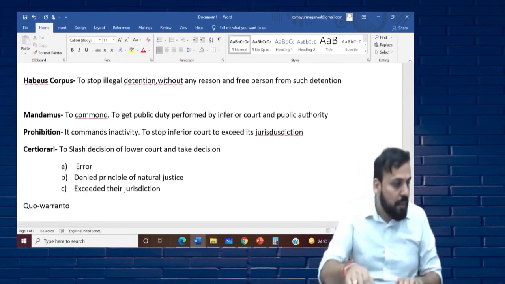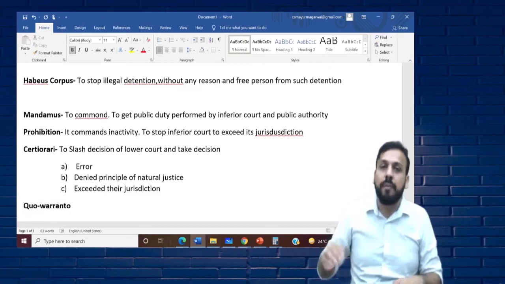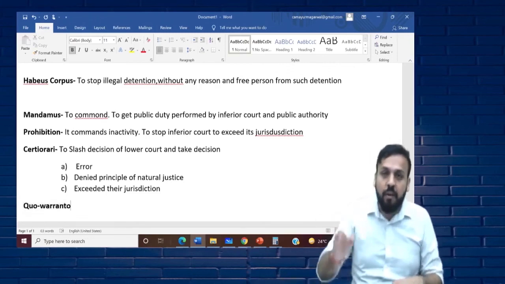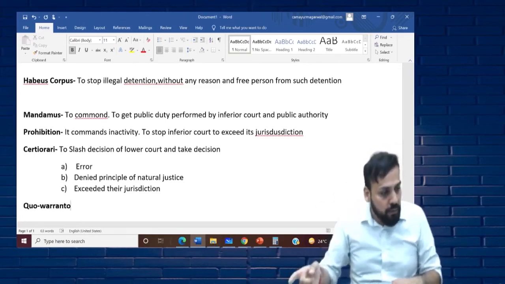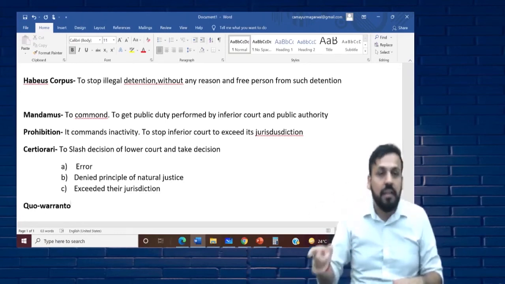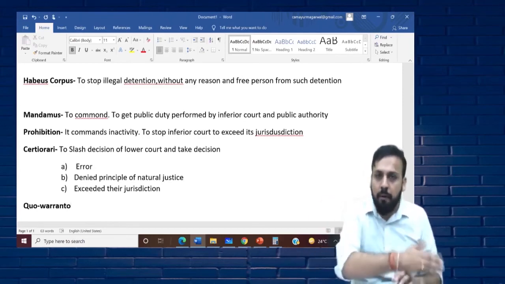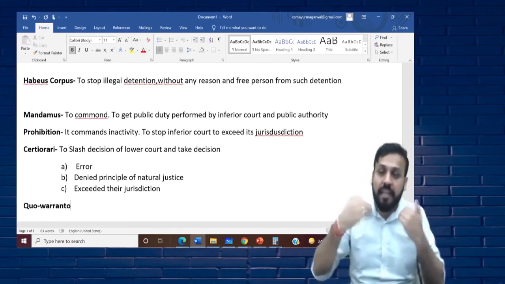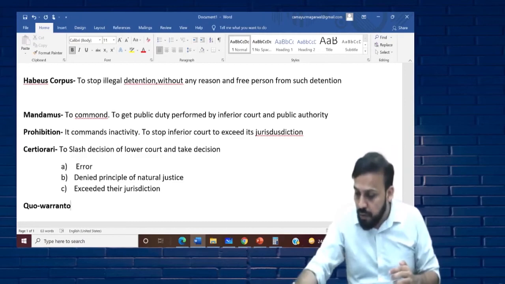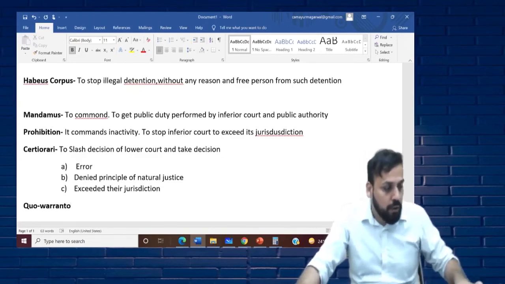This is the summary. In one line you'll understand everything. Habeas corpus is to free the person who is being illegally detained. Mandamus is when the government or a public authority is not doing something, ordering them to complete the work. Prohibition is stopping something which they should not do, like a court taking a case it has no power to take. And certiorari is when the court has taken a wrong decision, and therefore action is taken. And quo warranto, I'll explain quo warranto. Read this first.